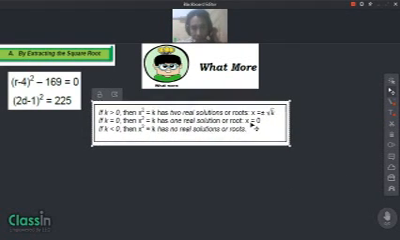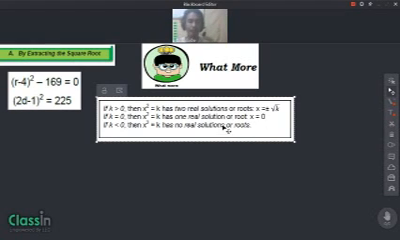Okay, so this is our guide for determining the number of real solutions or roots of quadratic equations. So if k is greater than 0, then x squared equals k has two real solutions or roots. Then the value of x is positive or negative square root of k. It is greater than 0 if it is positive. Then if k is equal to 0, then x squared equals k has one real solution or root, and x is equal to 0.